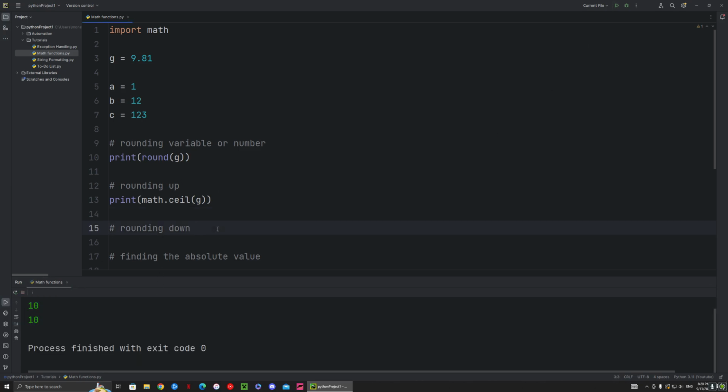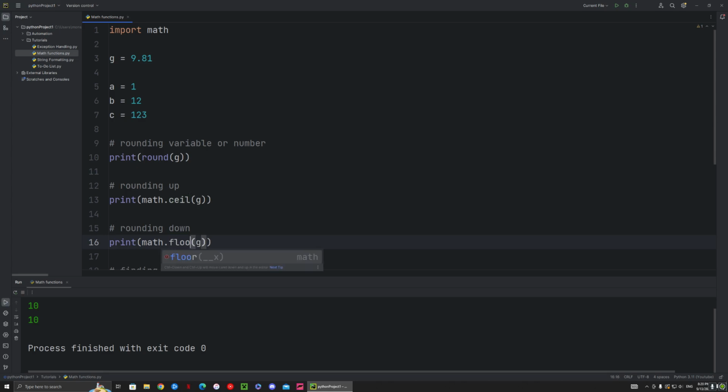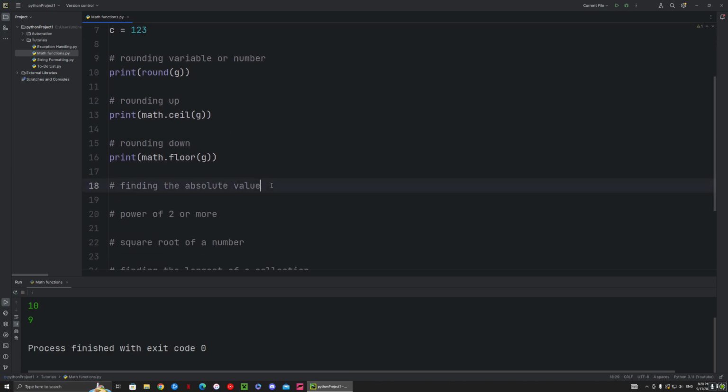Okay, cool. Now of course the opposite of the ceiling is the floor. So if we want to round down, you do the same thing but with floor. And if you run it, you get 9. It could be 9.99 and it'll still be 9 because you're taking the floor of it. So yeah, okay, next, finding the absolute value.